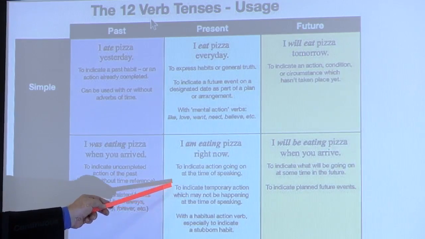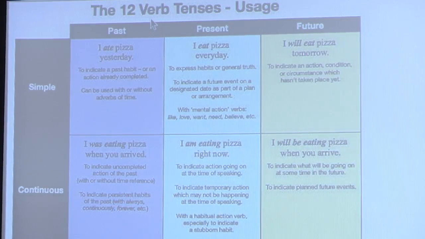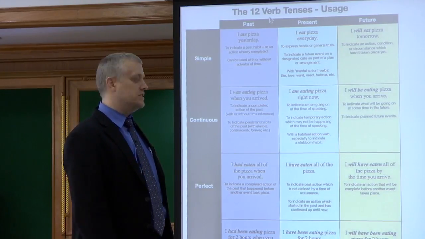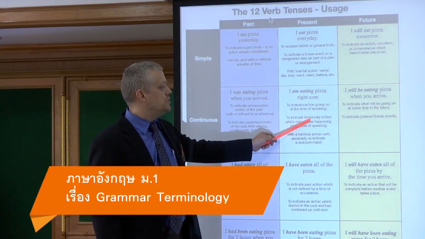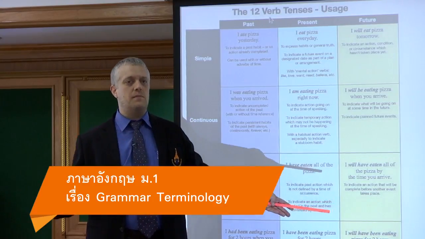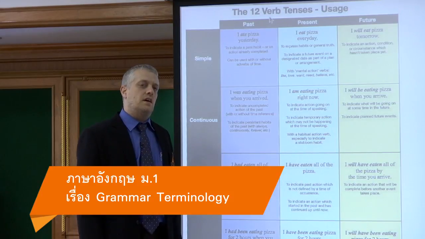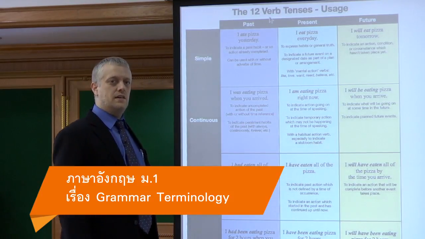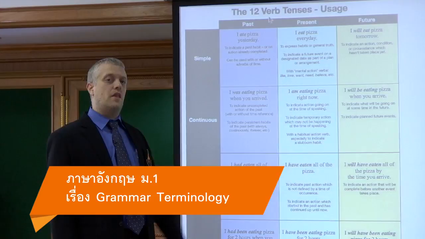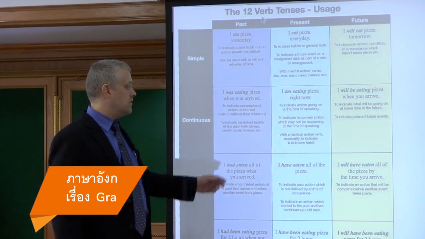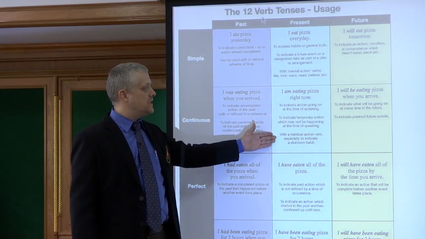Another usage of present continuous is to indicate a temporary action which may not be happening at the time of speaking. I'm studying Thai. I'm not doing that at the moment, but I am doing it for a temporary amount of time. Let's say I have a Thai course for the next 3 months. So I'm studying Thai at the moment for another 2 months. This is the third usage of the present continuous tense.